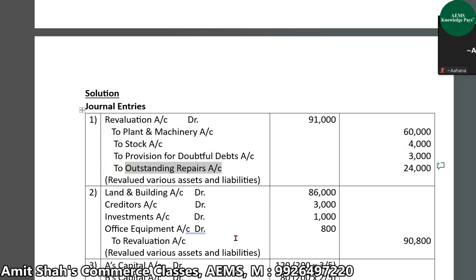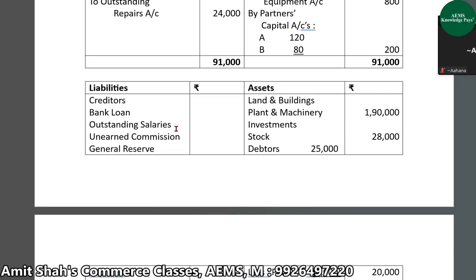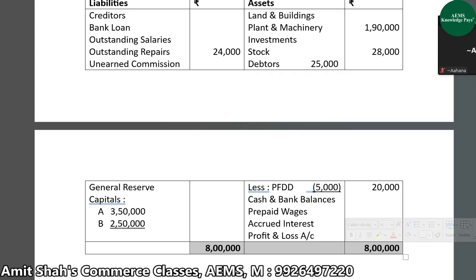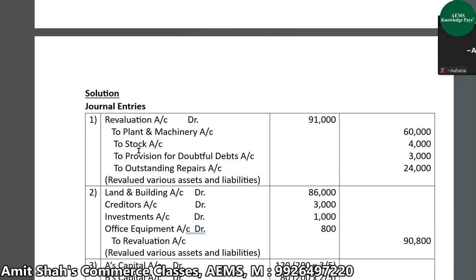Now, outstanding repairs. Earlier, it was not there in the books nor in the balance sheet at all. It's a liability. So, on the liability side, we now have one more liability, that is outstanding repairs of rupees 24,000. So that also I have taken here, 24,000. Right, guys? So these four things we have incorporated in our balance sheet.